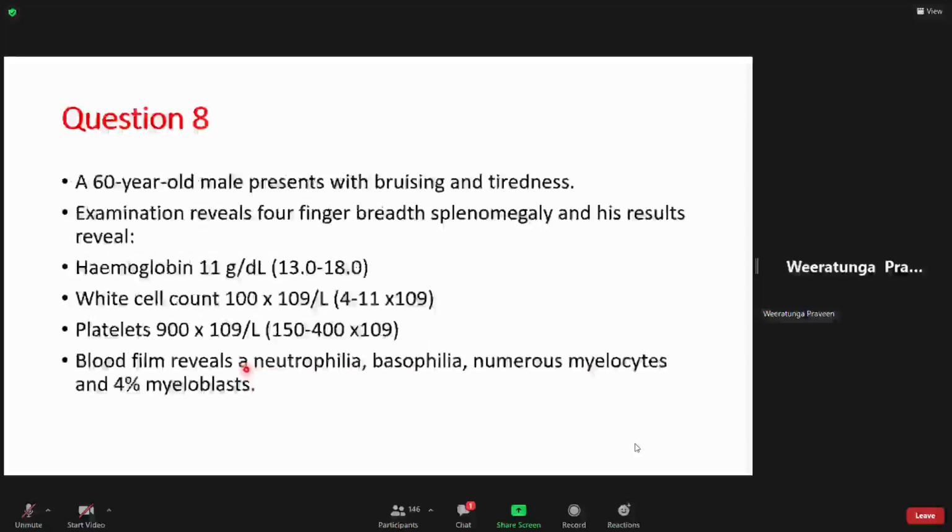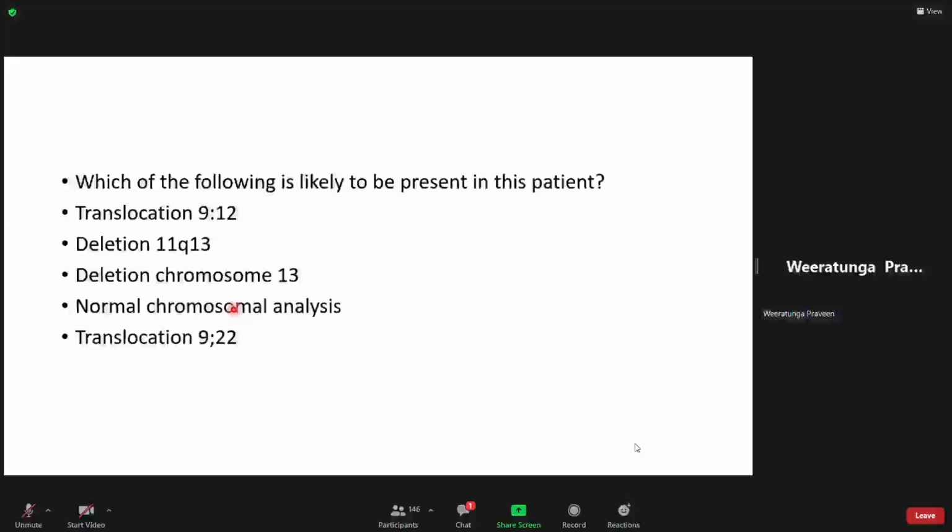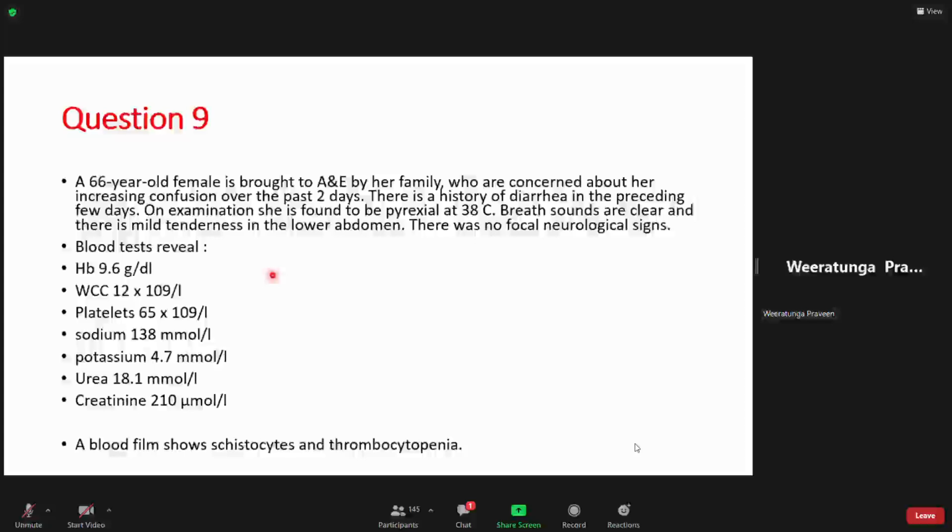Then there is splenomegaly and the white count is very high. And you see various blasts and mature cells, myeloid cells. So this is CML, and the 9;22 translocation is the commonest thing that you see, the BCR-ABL mutation. Right.